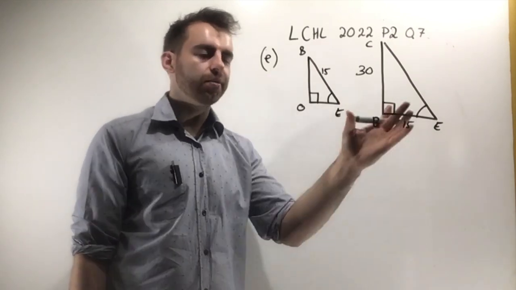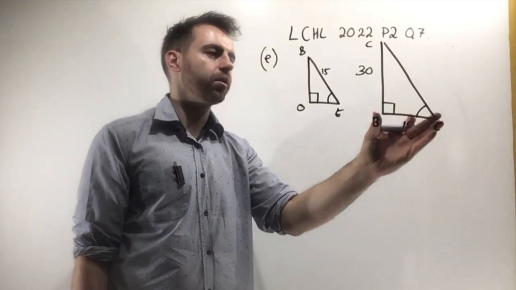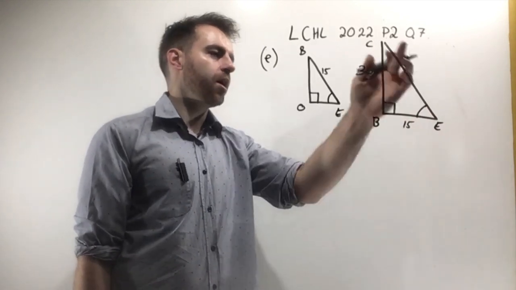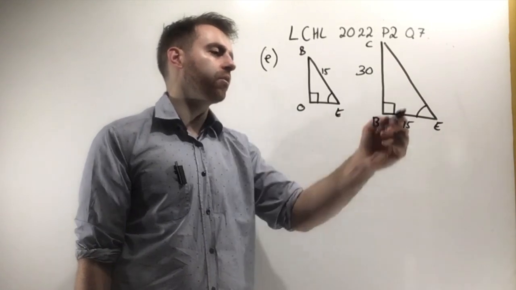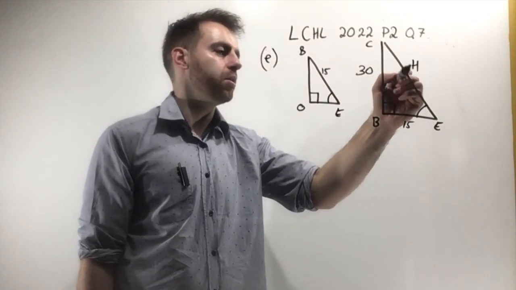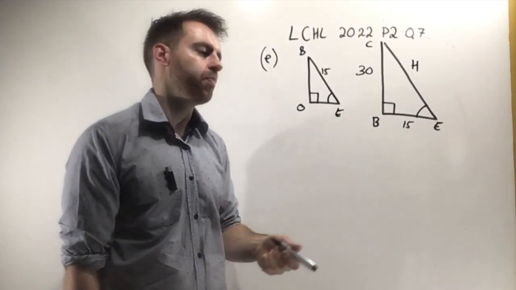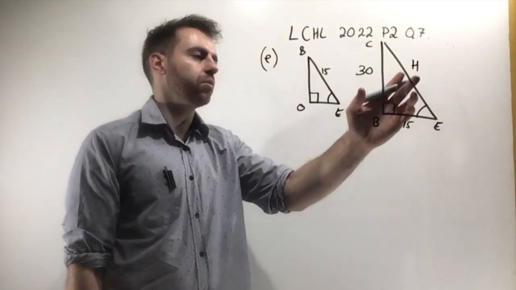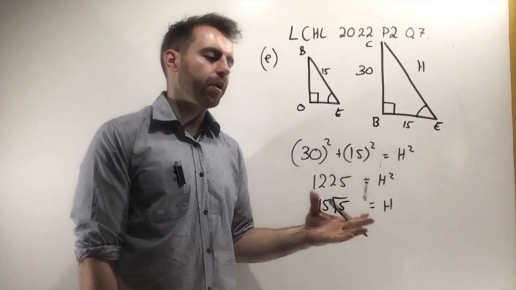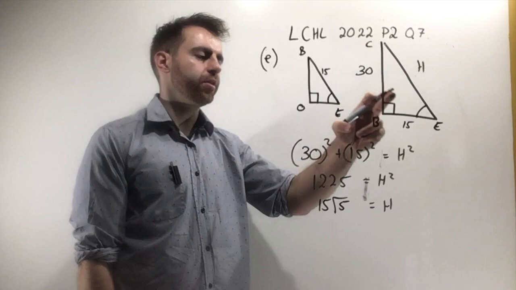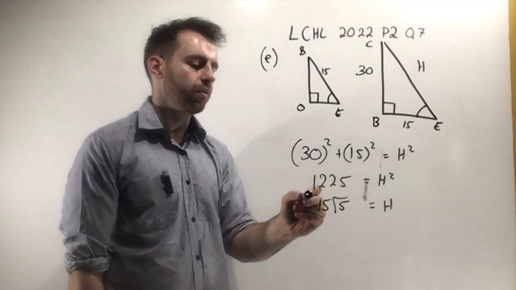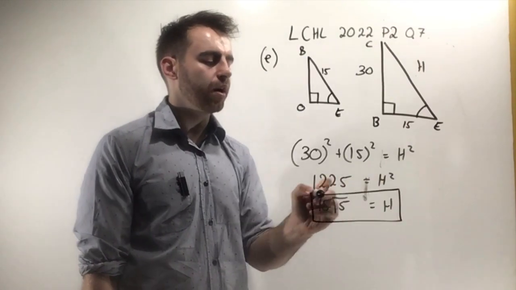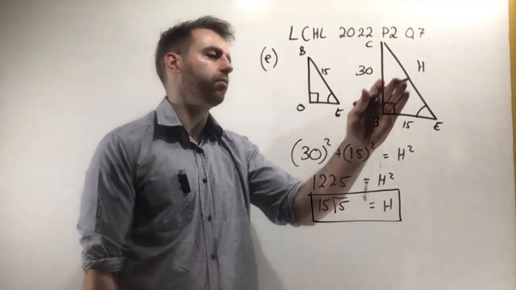You should notice now that the first thing we're going to focus on here is the right hand side. I have a right angle triangle and I have two sides in it. So I'm going to use Pythagoras' theorem to work out what the hypotenuse here is. Let me call it H. I can say that 30 squared plus 15 squared equals H squared, and it works out nice enough. It tells me the hypotenuse of the larger triangle here is 15 root 5.